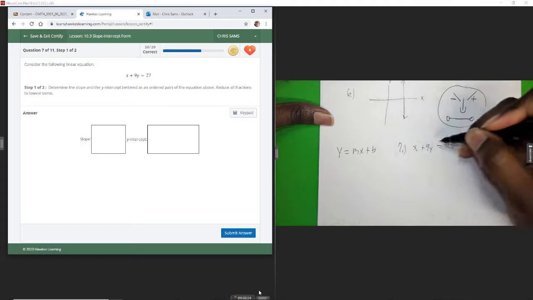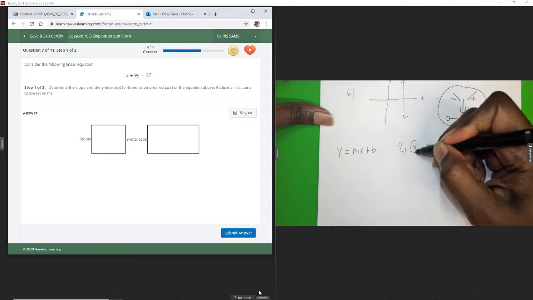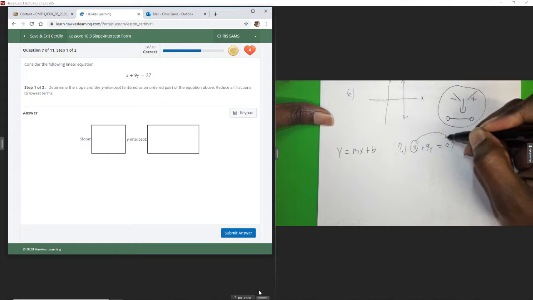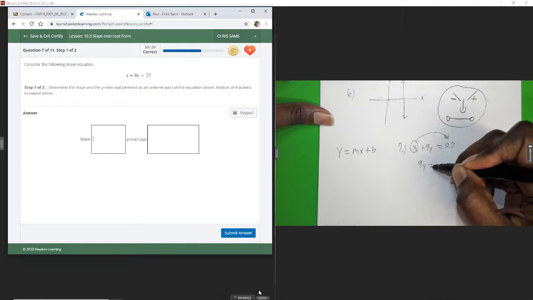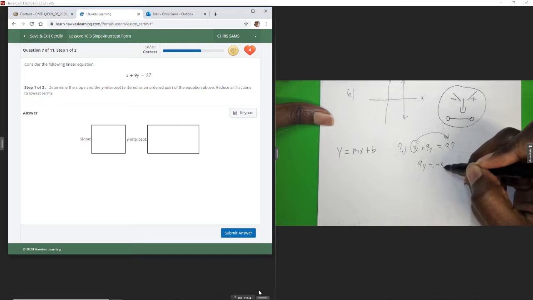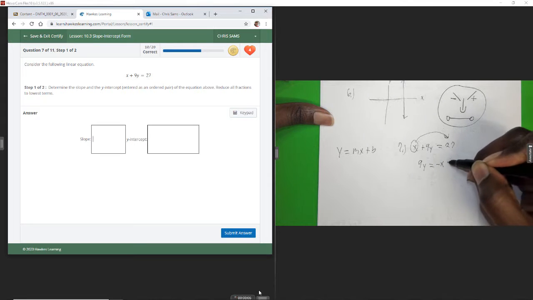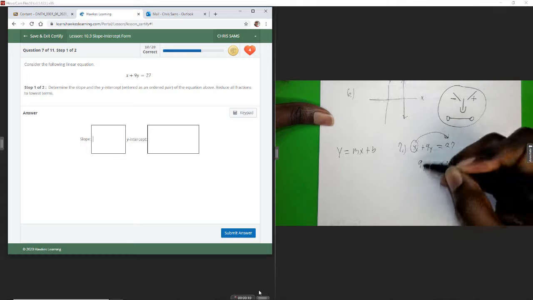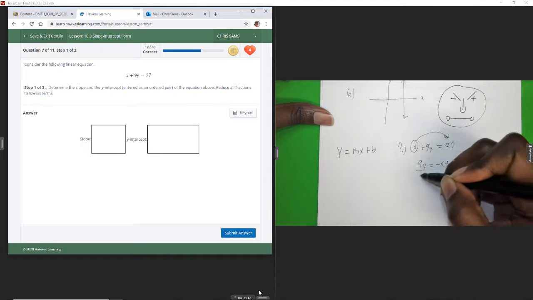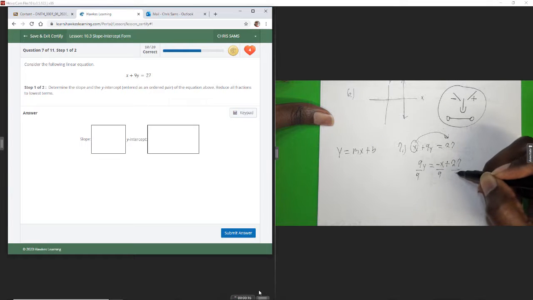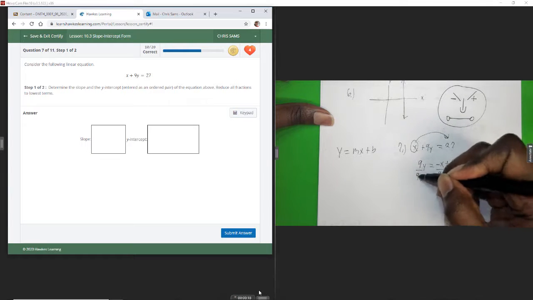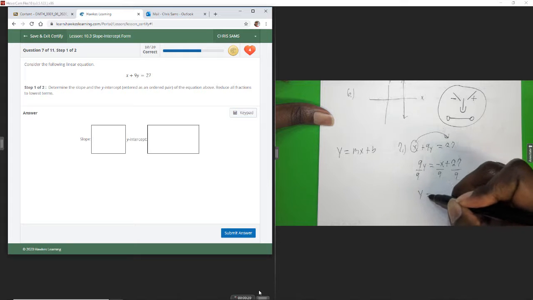Okay, so I need y by itself, so this x has to go. It's positive, so I'm going to move it over here. It's going to become negative. So 9y equals negative x, and this is a positive 27, so plus 27. And then get rid of the 9 that's attached to y by dividing it off. Divide by 9, divide by 9. And this will become y equals.